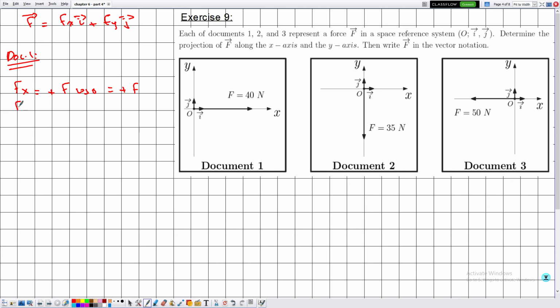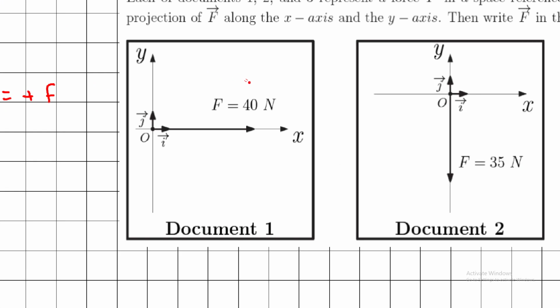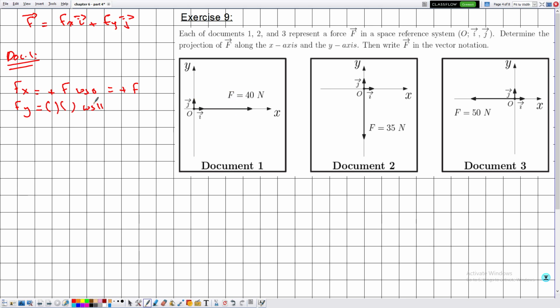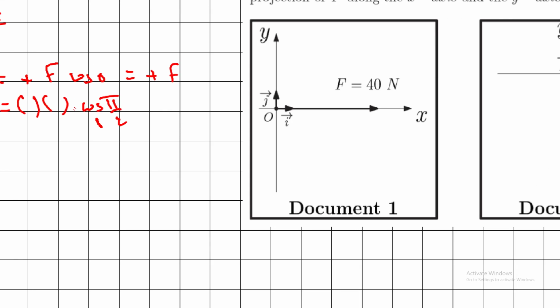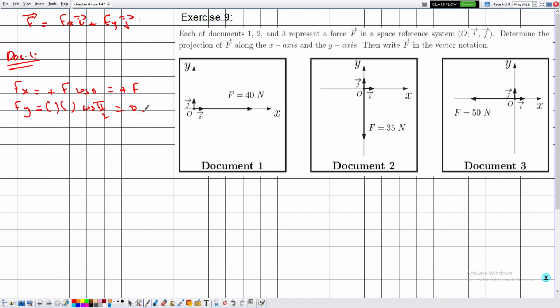Now as for Fy, independent of the sign and of the magnitude, notice that the angle between the force F and the y-axis is pi by 2, so it's cosine pi by 2, and cosine pi by 2 is 0, so this is 0. So this is the method that we are using, but in case the force is parallel to one of the axes, there is another easier way to determine the projections.